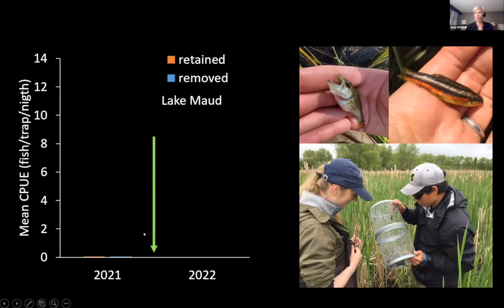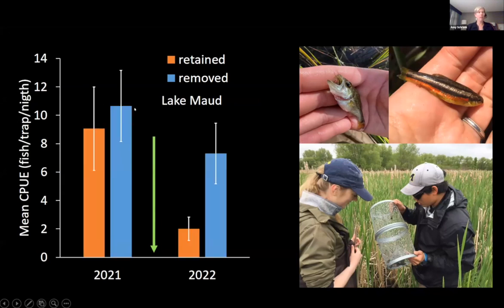Remember, we removed cattail where the green arrow is. And we can see that in 2021, these two bars are similar. The error bars in all these graphs are two standard errors from the mean, if you're interested in that. But what they show is that when those error bars overlap, we don't see any statistical difference between those two bars. So fish abundance was pretty much the same before we removed cattail. After we removed cattail, again, we're comparing here the retained and the removed. We see significantly more fish in our removed site in Lake Maud than our retained site. So that's what we hypothesized. That's what we hoped to find.